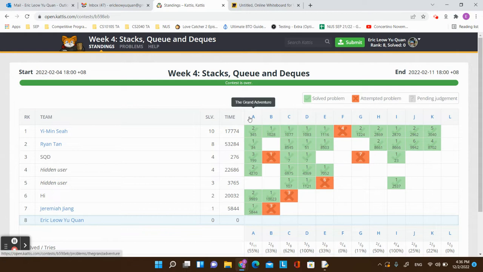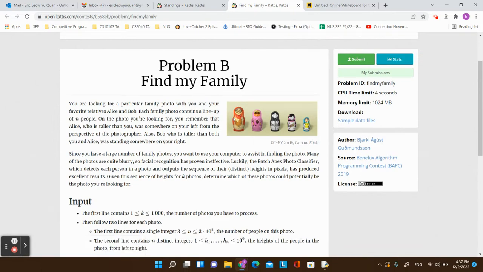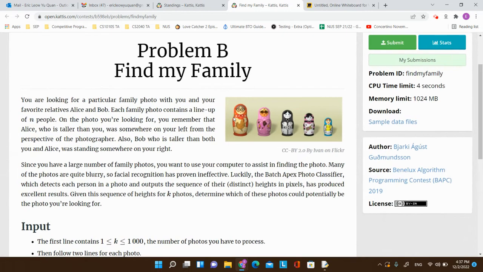I won't go through problem A because, if you take a look at it, it's just a stack simulation. You can just solve this and follow the instructions. But what we'll go through is problem B, which is Find My Family, which I think is one of the harder problems in this set. I'll teach you how to use a stack to solve such problems.